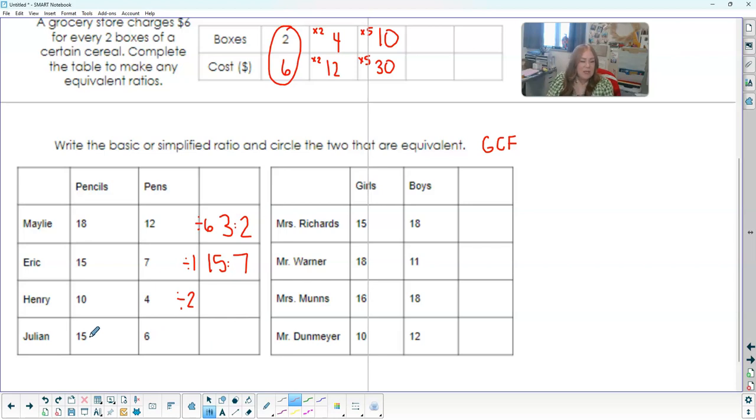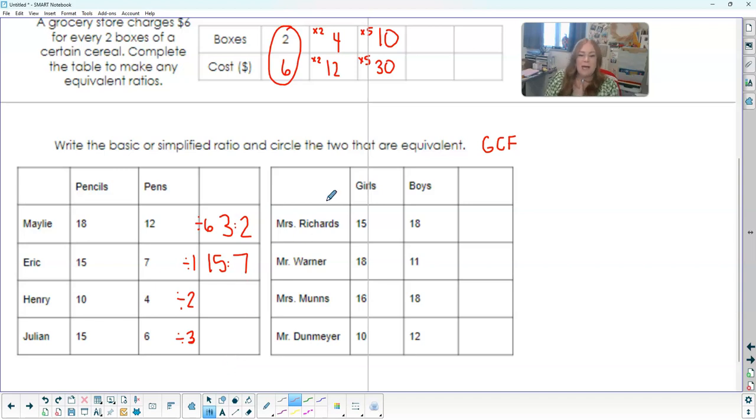Okay, next up we have Julian has 15 pencils, 6 pens. So can 6 go into 15 perfectly? No. Can 5? Yes, but it doesn't go into 6 perfectly. 4? No. 3? Yes, we're going to divide 15 by 3 and 6 by 3. So now we have all these basic ratios. You need to circle the 2 that are exactly in the same order.